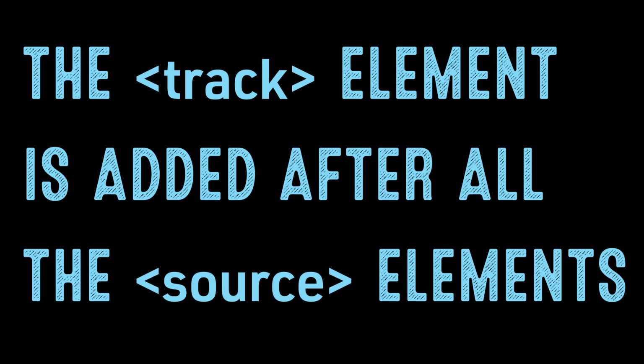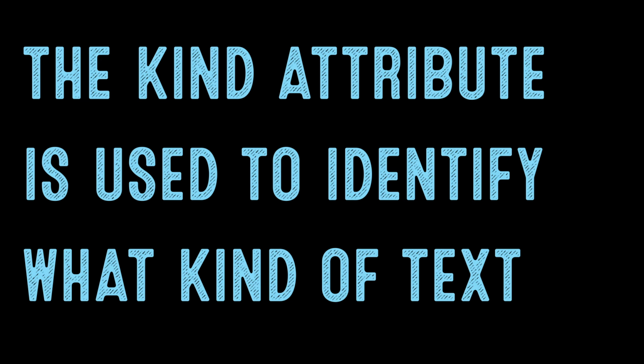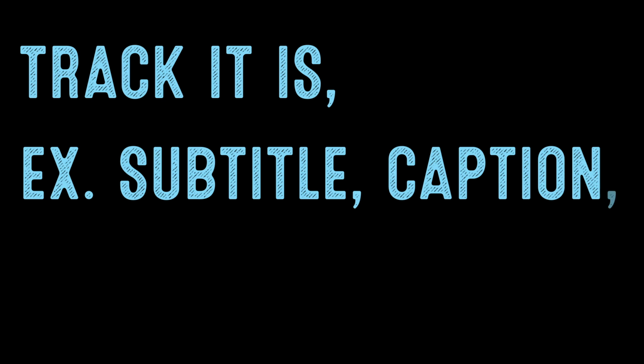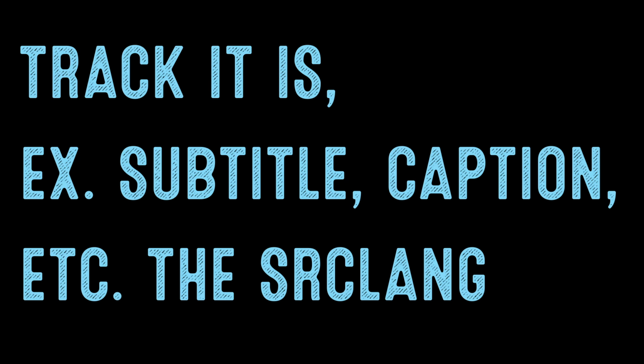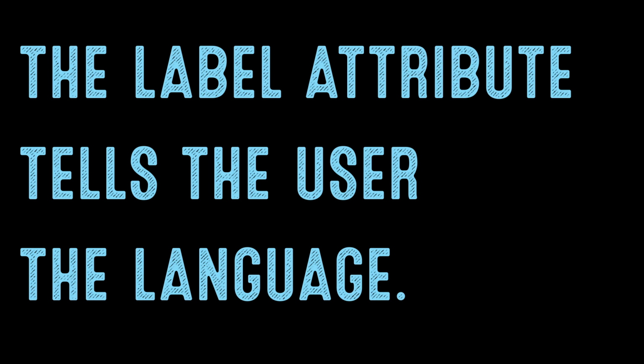The track element is added after all the source elements within an audio or video element. The kind attribute is used to identify what kind of text track it is. For example, subtitle, caption, etc. The srclang attribute identifies the language of the text track, while the label attribute tells the user the language.